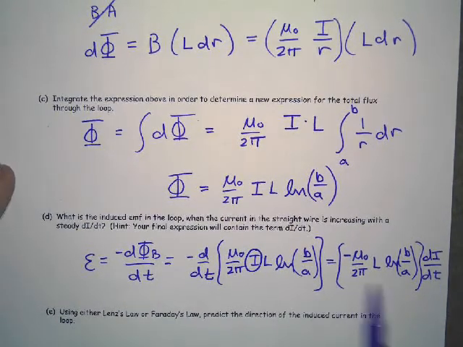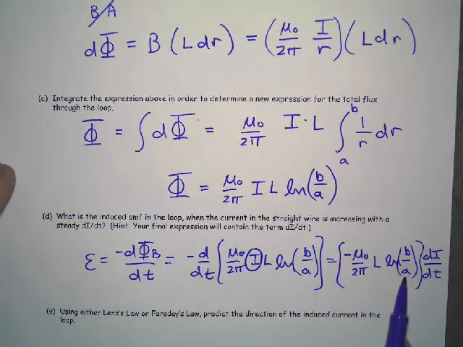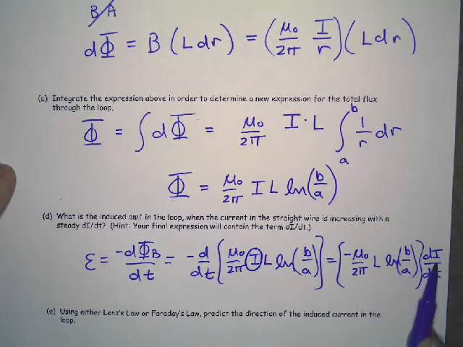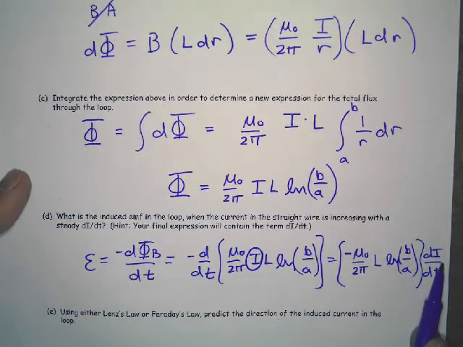Okay, so we can't really do any more with it at this point. Obviously, if you wanted to calculate this, you would need to know the length. You'd need to know A and B. But more importantly, you would need to know I and the function for I. How does it vary with time?